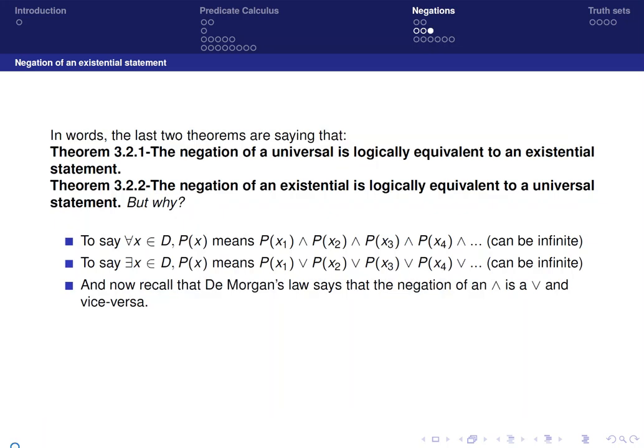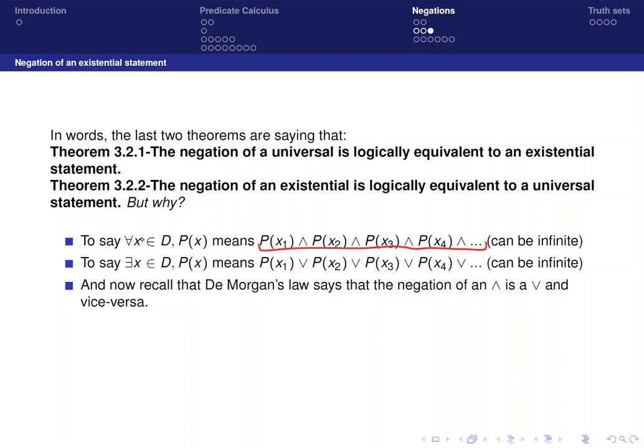In words, the last two theorems are basically telling me that the negation of a universal is logically equivalent to an existential, and the negation of an existential is logically equivalent to a universal. But why? Well, if you think about it, the universal statement is basically saying that the predicate is true for the first x, and the second x, and the third x, and so on and so forth, and this could be infinite. And remember, when I negate a statement with an "and," I'm going to end up with a statement that has an "or." This is because of De Morgan's law.